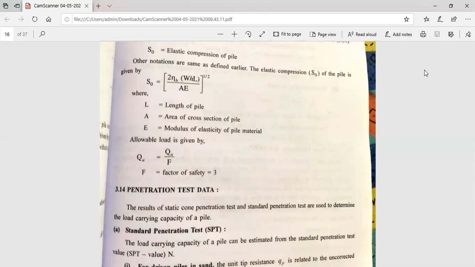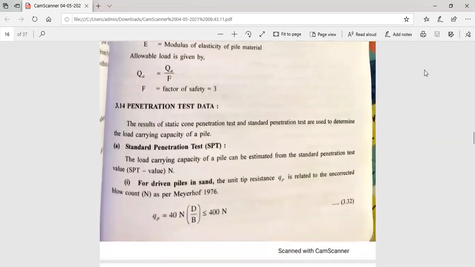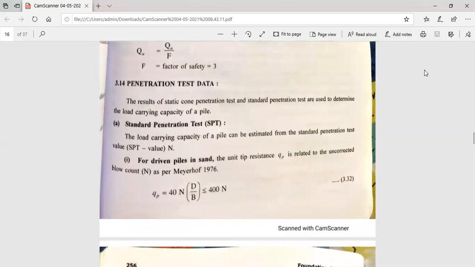So the allowable load equation is QA is equal to QU divided by F, and take the factor of safety equal to 3. So penetration test data, the results of the static cone penetration test and the standard penetration test, are used to determine the load carrying capacity of a pile.